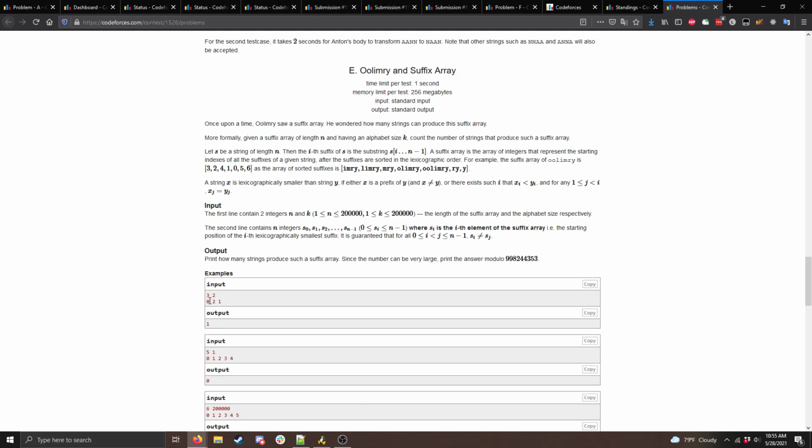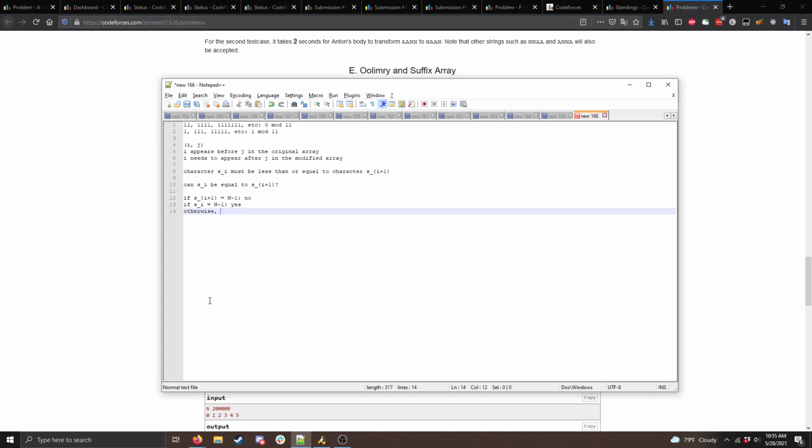And then otherwise, the observation is that if character S sub I is equal to character S sub I plus 1, then string S sub I appears earlier than string S sub I plus 1 if and only if string S sub I plus 1 appears earlier than string S sub I plus 2. And the intuition here is essentially that if we have two strings beginning with the same character and one comes before the other, then the strings after that first character compare the same way. Let me explain this with an example.